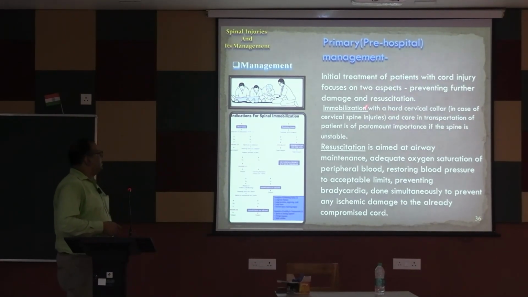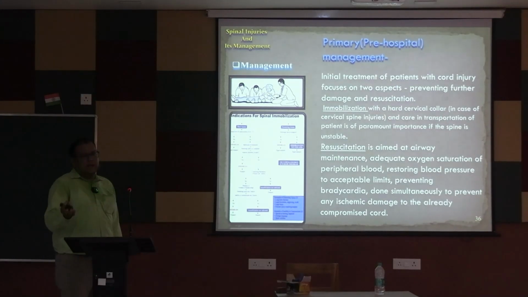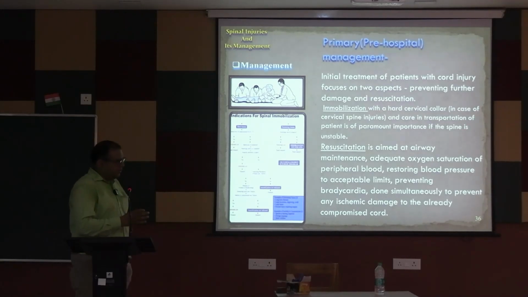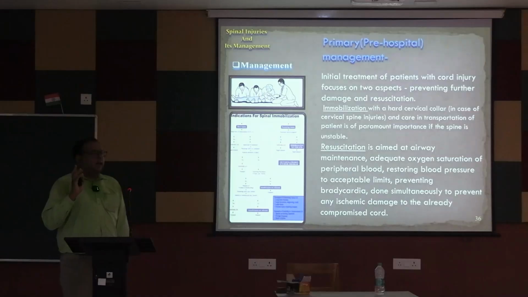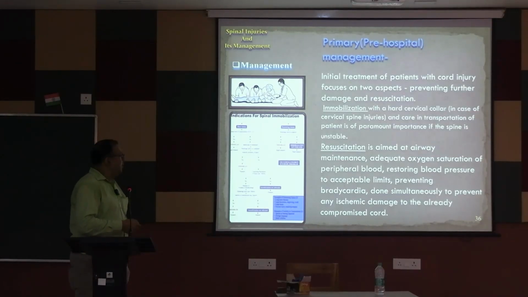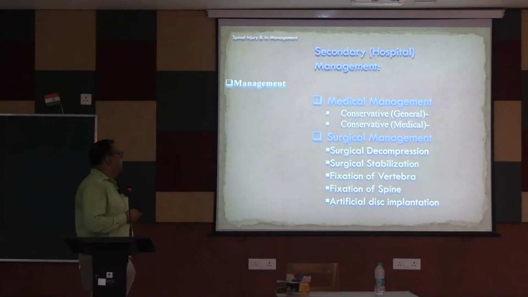Immobilization. If the healthcare provider who has gone to the spot with the ambulance suspects a spinal injury, all ambulances have a hard cervical collar with them. So you need to immobilize with a hard cervical collar, right? This is a very important thing. If you are suspecting a spinal cord injury, get a cervical spine collar on the patient first, so that there is no further injury after that.